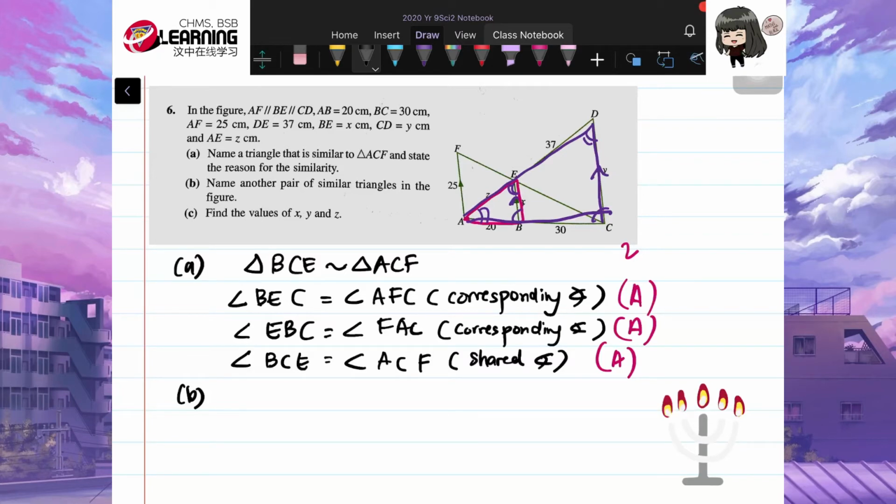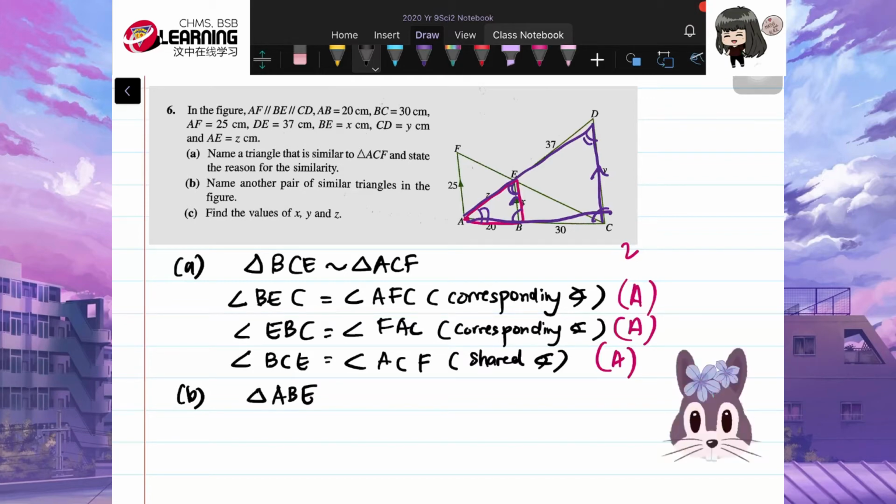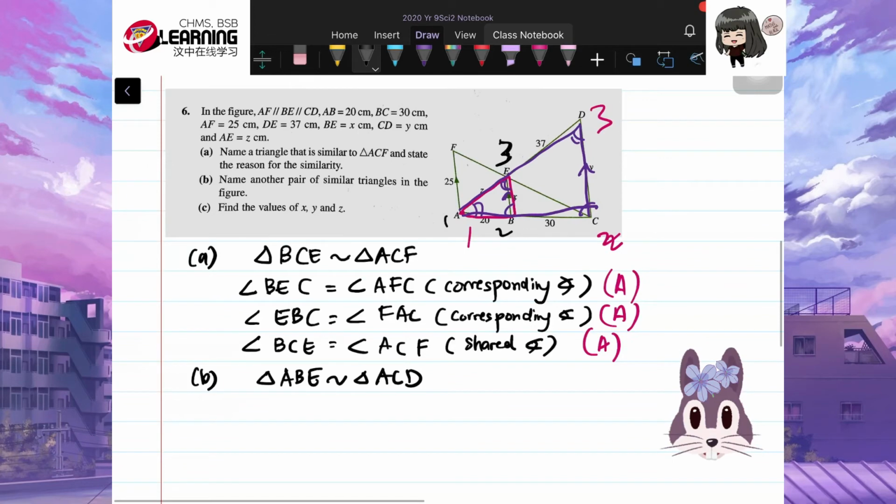Since we only need to name another pair of similar triangles, triangle ABE, first, second, third, with first, second, third as well. Parallel, similar, similar with the triangle ACD. Okay, so that's for part B.